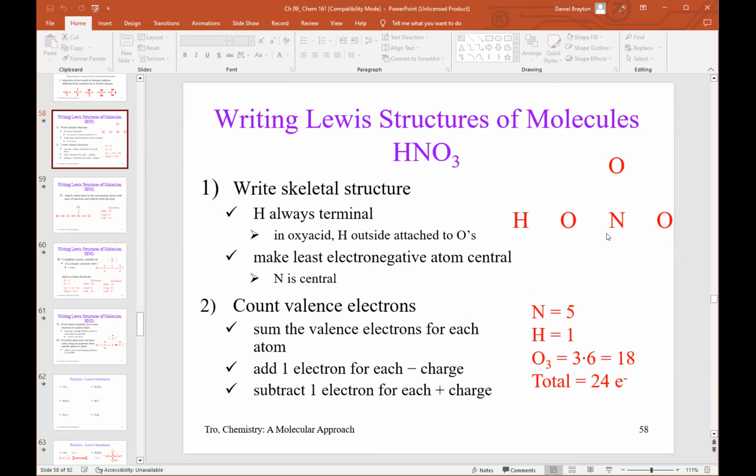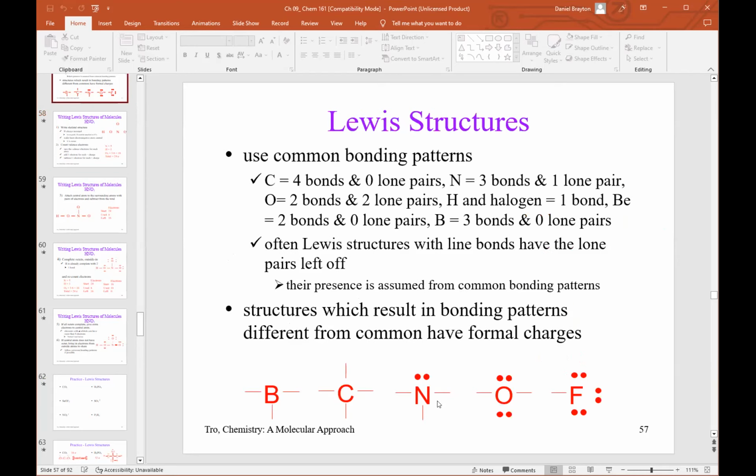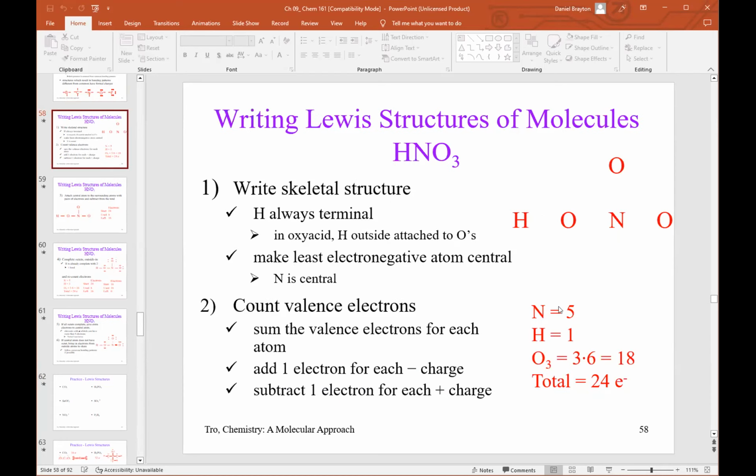You want the highest connectivity and the least electronegative, which, if you have this up, is worth taping up on your wall. And as you start to do this stuff, you just know it. But the element forming the most bonds is almost always going to be the central atom. Right, so you need all the valence electrons. Remember, those are just the S and P.